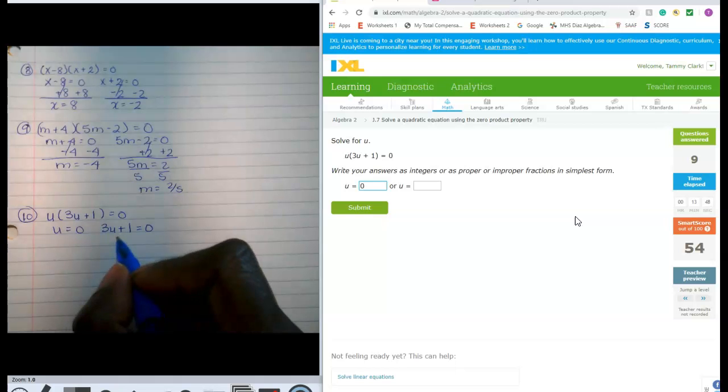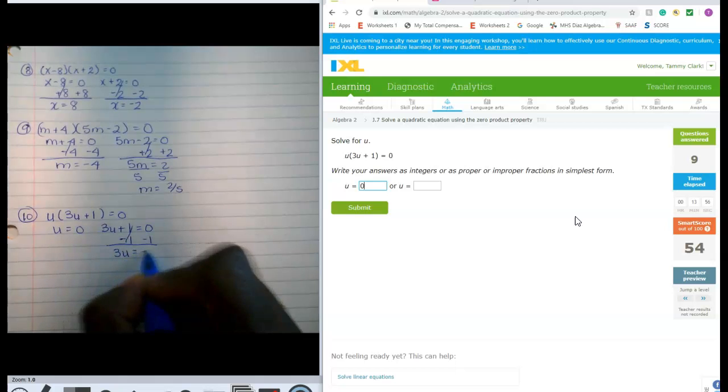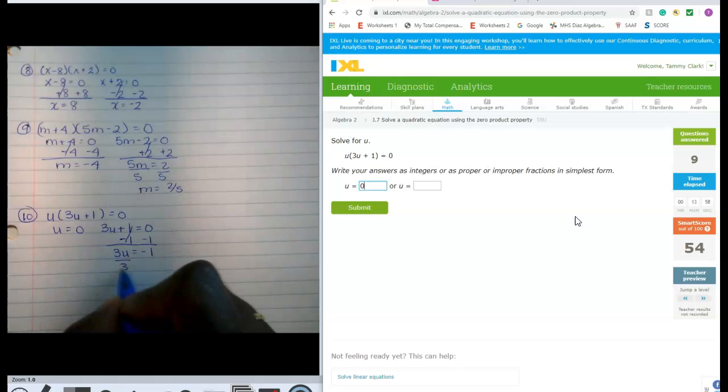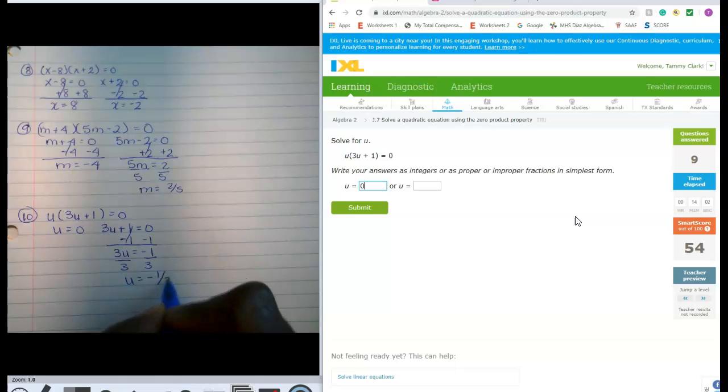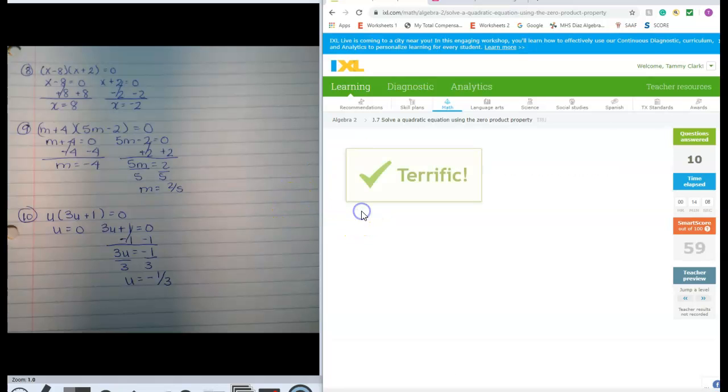Now, here I need to eliminate the positive 1, so I'm going to subtract 1 from both sides of the equation. That leaves me with 3u is equal to negative 1. Divide by 3 on both sides. U is therefore equal to negative 1/3. This time I'm going to be more careful and put the negative as I should have the first time.